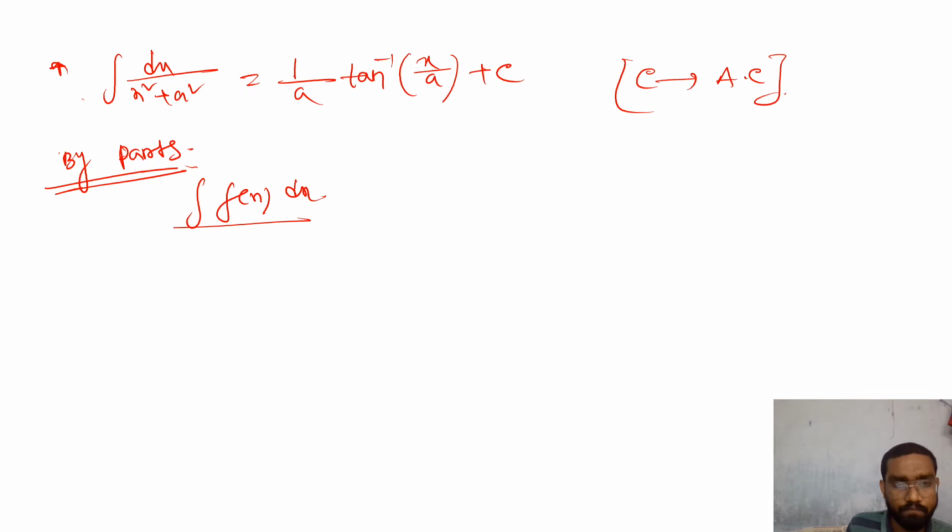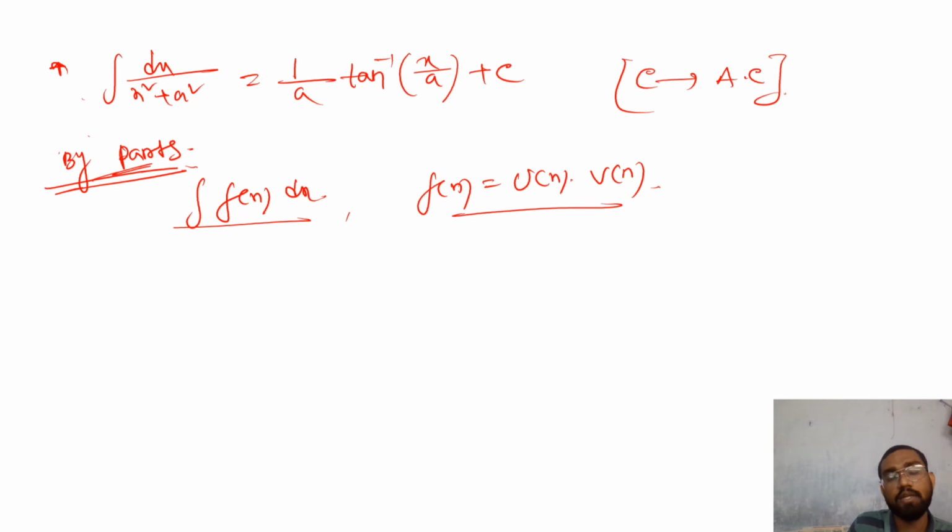Now usually, if f(x) is a function of more than one type of function, that is u(x) into v(x), then we use this method, integration by parts. Okay, now here we have to choose one as a first function and the other as the second function.